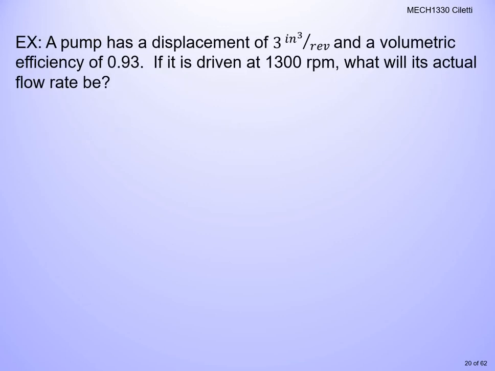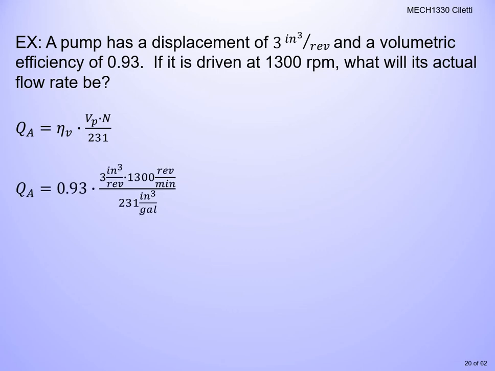A pump has a displacement of 3 cubic inches per revolution and a volumetric efficiency of 0.93. If it's driven at 1,300 RPM, what will its actual flow rate be? Okay? So we have eta, we have its displacement, and we have its speed. So we have pretty much everything we need if we're looking for just the flow rate. Remember, I can give you a few of the variables and ask you to solve for any one of these. I could ask you to solve for speed or displacement or its efficiency using this equation here. It just depends on what's given to you.